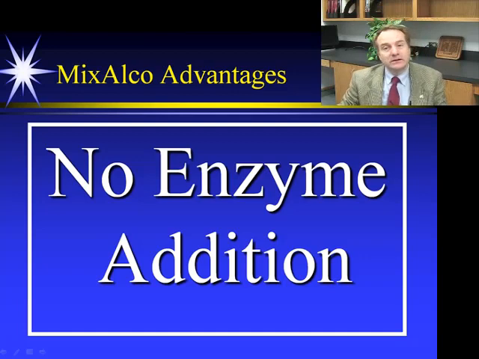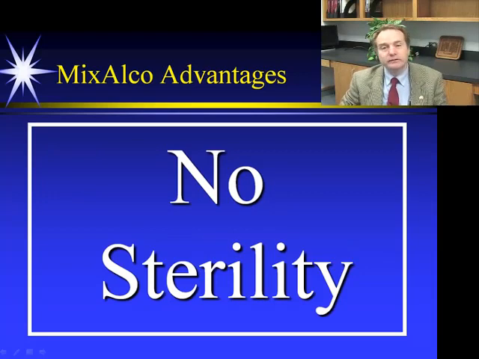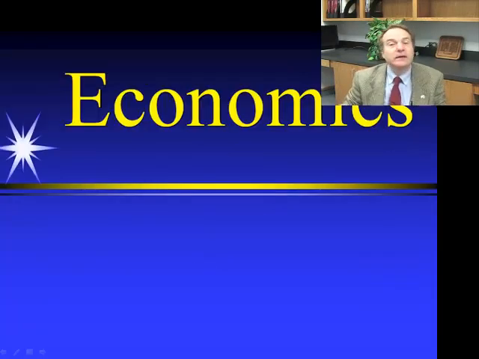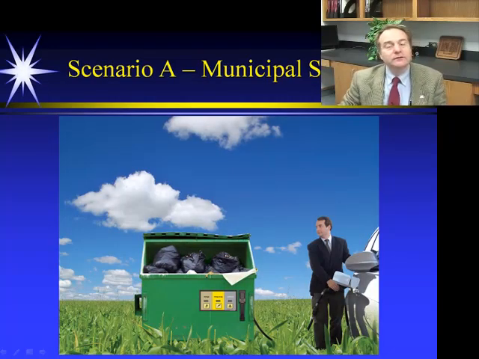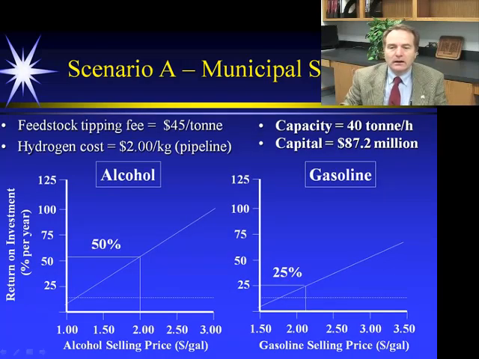Okay, another important advantage of our technology is it does not require enzymes and it does not require sterility. Both of these greatly lower the cost. Speaking of cost, what is the economics of our process? Let's use one example of garbage as a feedstock. What I'm showing here is the return on investment on the y-axis for making alcohols or gasoline using our technology. So at $70 a barrel, which is the current price of oil, alcohol sells for about $2 a gallon, and we can make about a 50% return on investment. And gasoline sells for just a little over $2 a gallon. We'd make 25% on our investment.